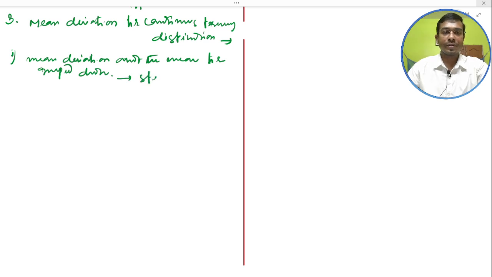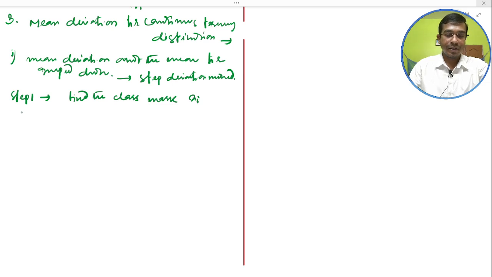This is called the step deviation method. Step 1: find the class mark xi of each class. Step 2: assume that the mean is A.